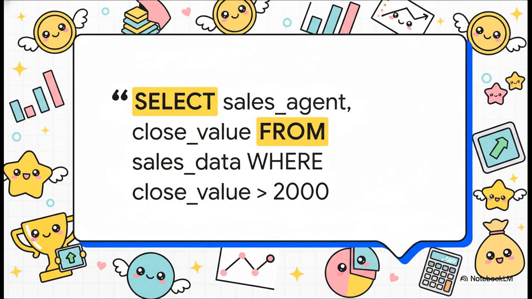An analyst can write a simple query like this, which is asking a really powerful business question. They're basically saying, hey, show me all the sales agents and the value of their closed deals, but only for deals over $2,000. Oh, and list them from highest to lowest. It's a direct, important question asked with simple, familiar language.